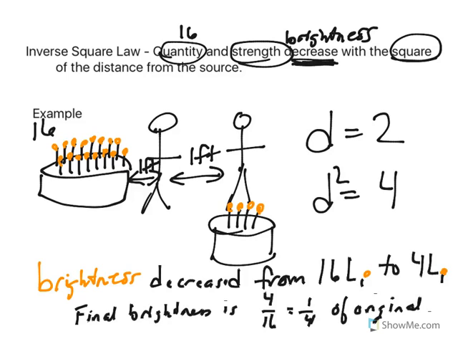So it would be the equivalent of saying I had 16 candles on the cake and I doubled my distance away, so now my cake appears to have the brightness of 4 candles. So the quantity decreased from 16 to 4. Let's do another example.